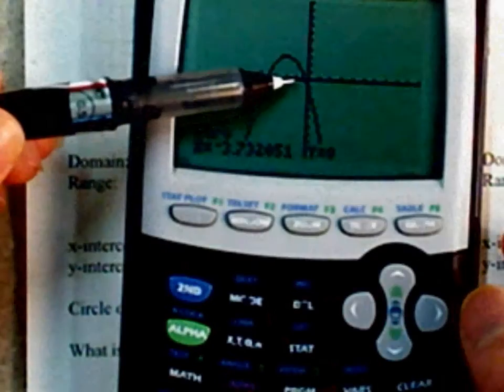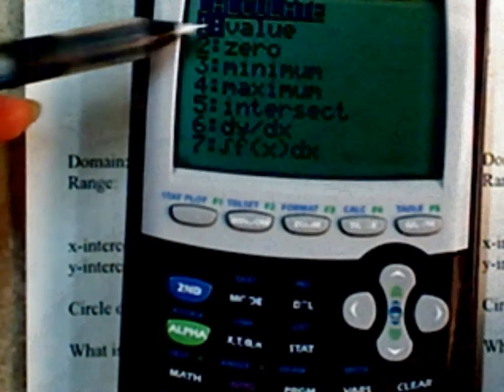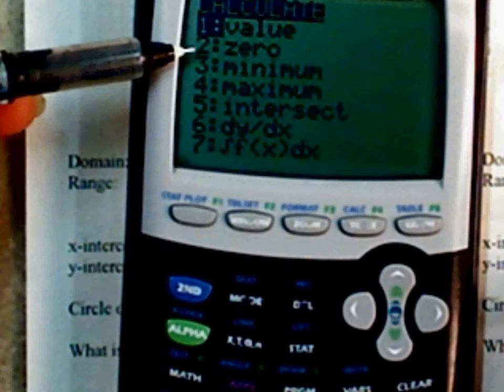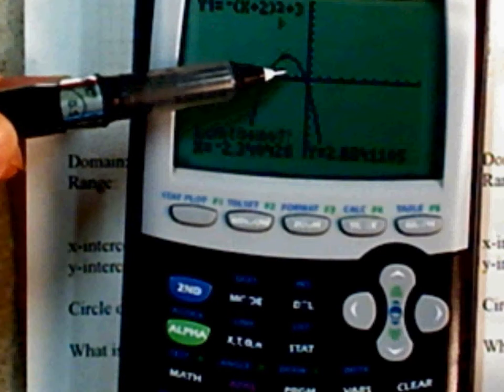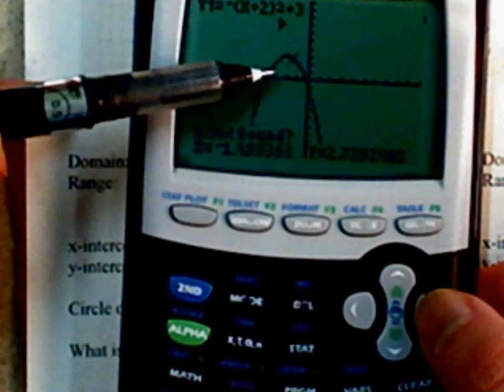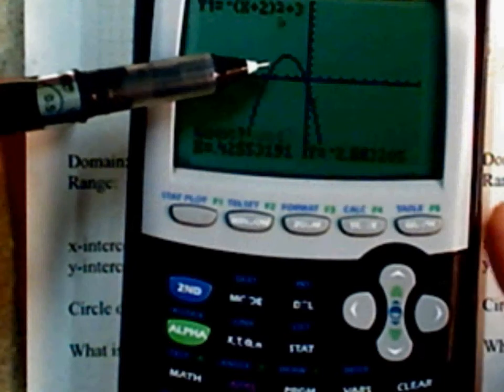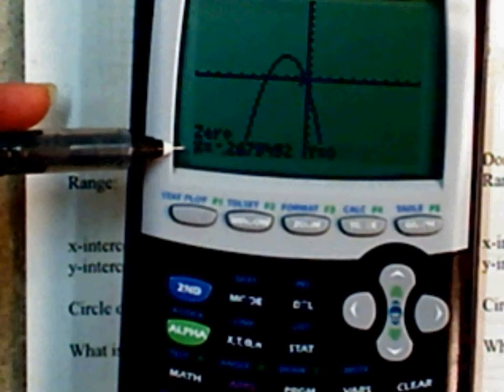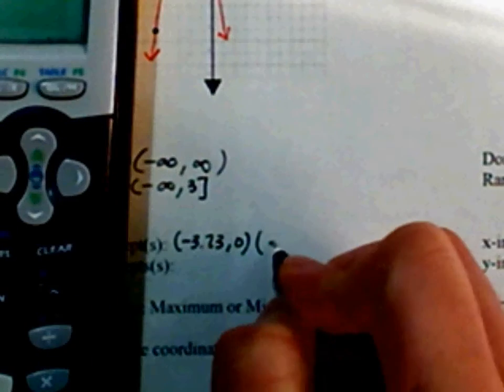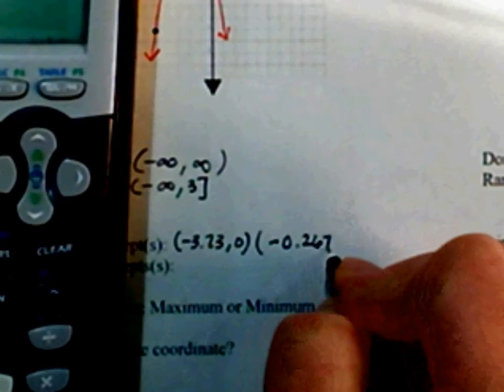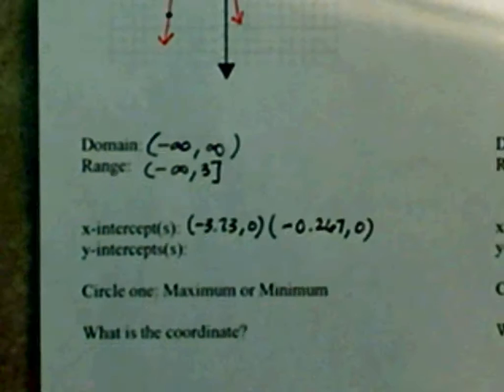Okay, here's your second one right here. Second calc. Go to 0. Some of you might want to write that step. I'm going to go to the left of it, enter. And I'm going to go to the right of it, enter. So where's the other one that's crossing the x-axis? Negative 0.267, comma 0. Okay, there's your x-intercept.